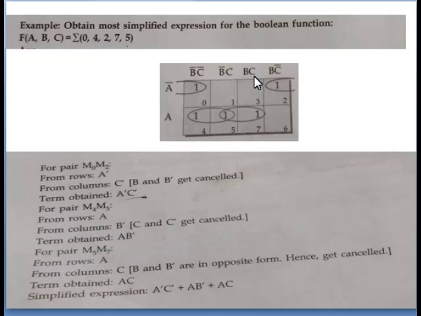Therefore the simplified expression is: the first pair, the term obtained is A dash C dash. Second pair, A B dash. Third pair, A C. So this is the most simplified expression.